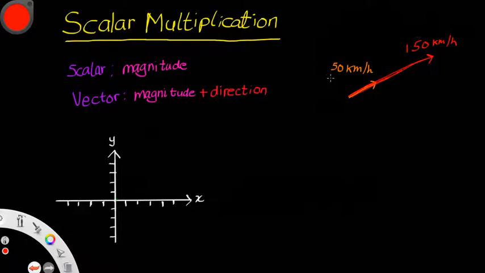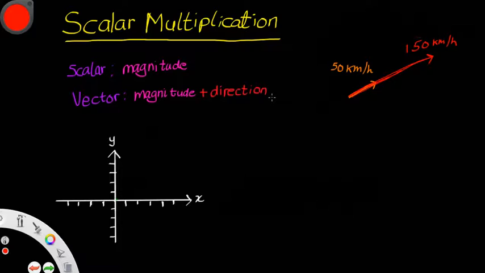So this gives us a physical sense, a physical intuition, as to what scalar multiplication is. It is just taking a vector and multiplying its magnitude with a scalar. And that's important to note because the direction does not change.